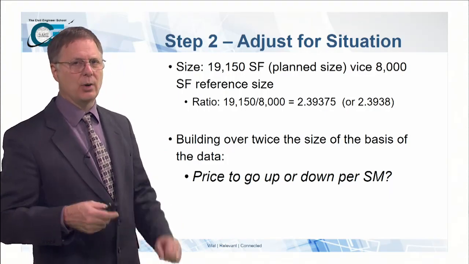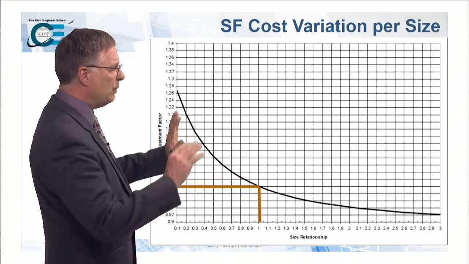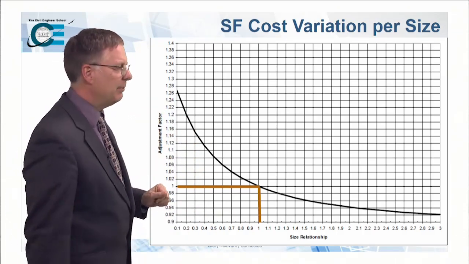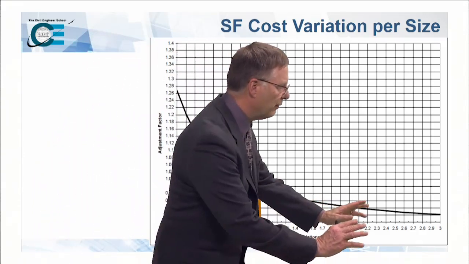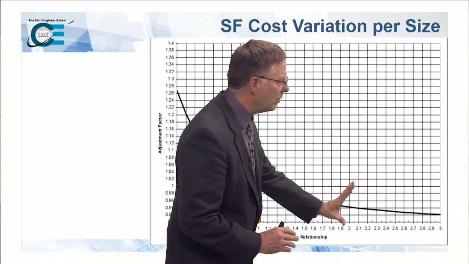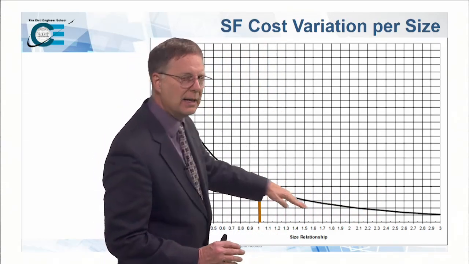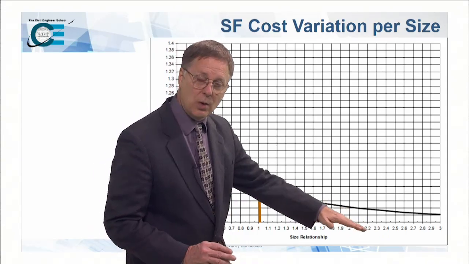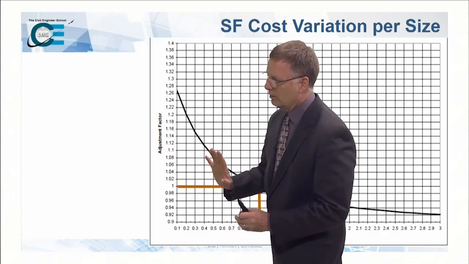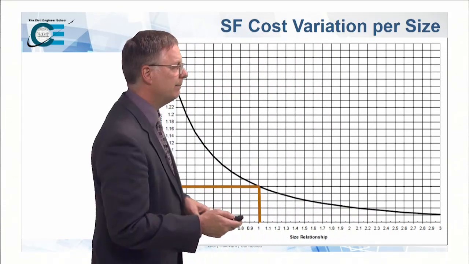Now that means we're building over twice the size of our reference facility. We expect the number to go down quite a bit. And what we see in the real world is a ratio of pricing. Basically, from the 1-to-1 size ratio, the larger we build, the lower the price will get. It's not a straight line lower, but it's lower. And the smaller we build, the larger the price will go. It's kind of an inverse ratio.